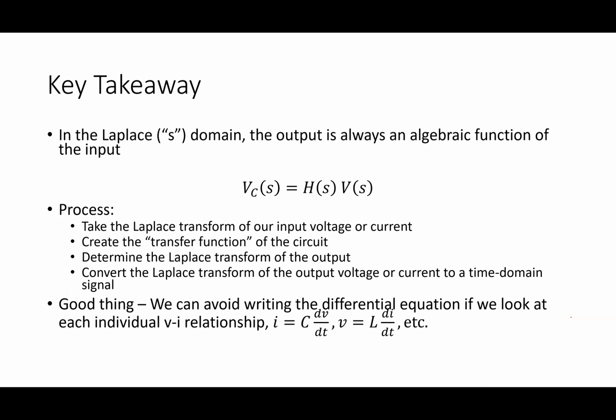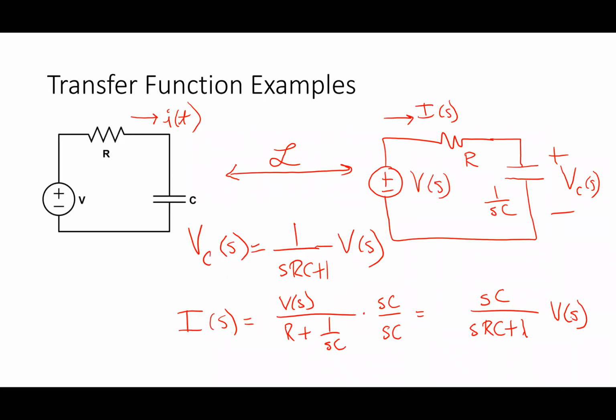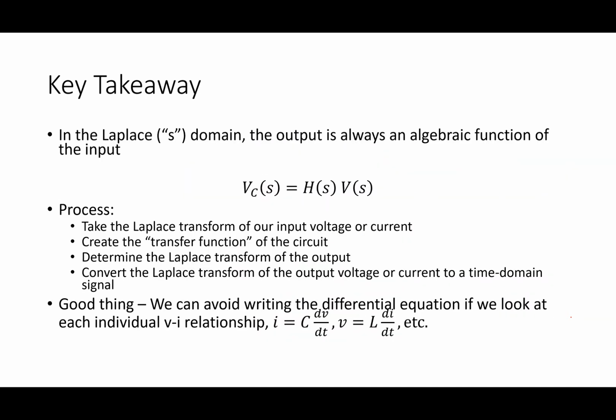So if I want to use this, I take the Laplace transform of the voltage or current, create the transfer function of the circuit by mapping the whole circuit into the Laplace domain like I have here. And then I convert the Laplace transform of the output voltage or current to some sort of time domain signal, right? The good thing about this is that for any input I have, I can avoid writing the differential equation. So it means no matter what.